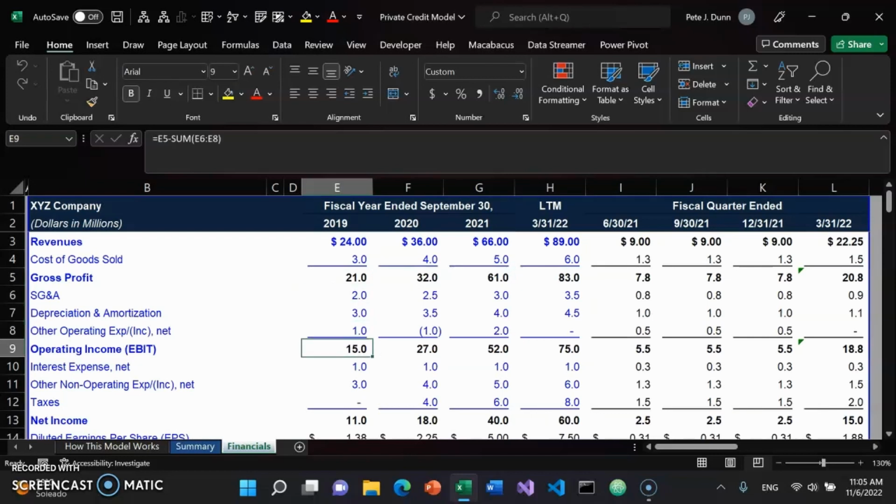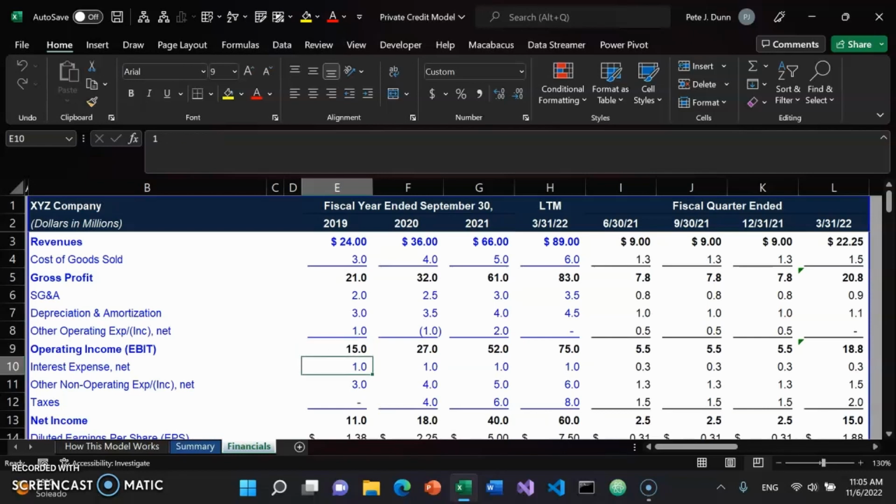Subtract out the various expenses, selling, general, and administrative, depreciation and amortization, as well as any other OpEx, and you end up with EBIT, also known as operating income. EBIT stands for earnings before interest and tax, and you can see the formulas in the formula bar. It's just equal to cell Echo 5 minus the sum of Echo 6 through Echo 8.